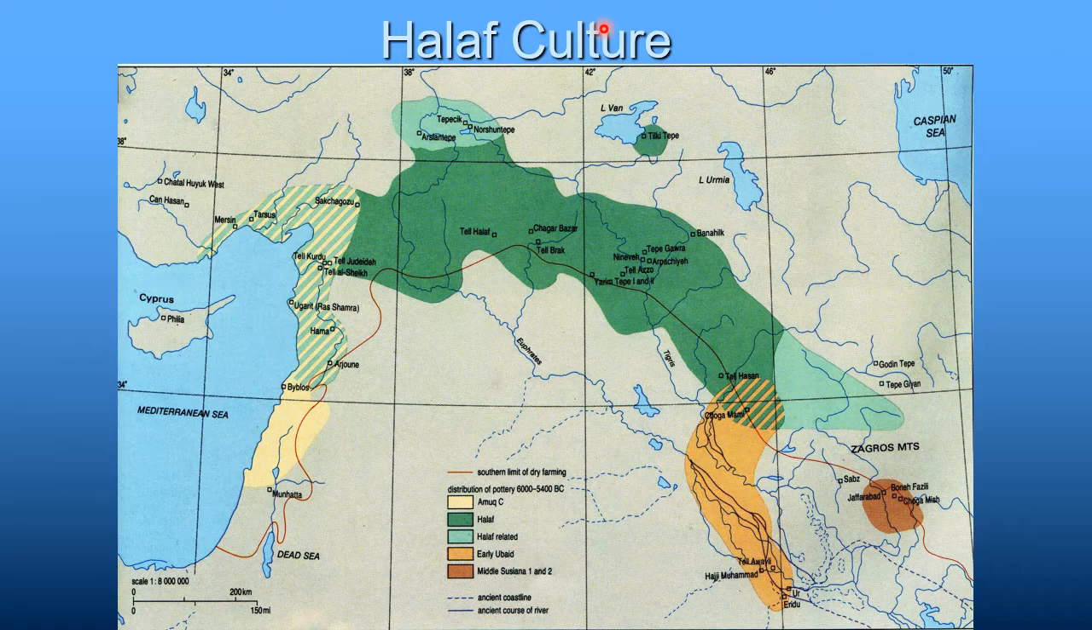Now, when we look at the distribution of this culture, we as archaeologists try very hard to explain how, in such an early period, we can have this large and uniform distribution of a culture. It's been long believed that to have this sort of uniformity, there would have been significant interaction amongst the communities. It's been suggested that with the Halaf, we have a shift in social organization.